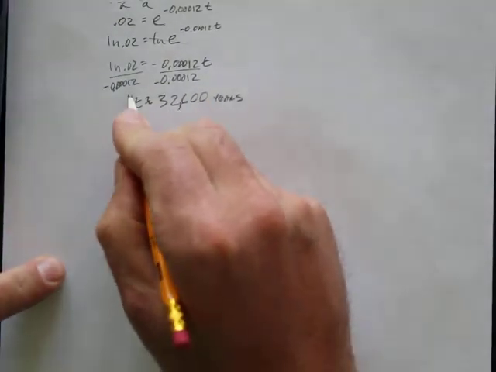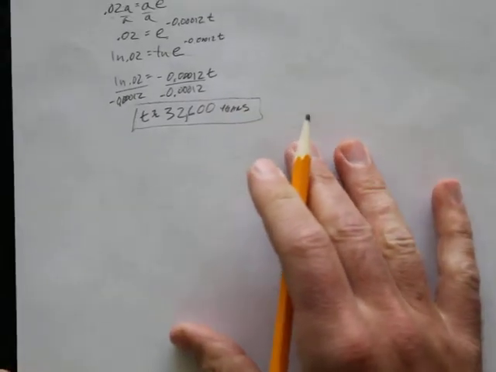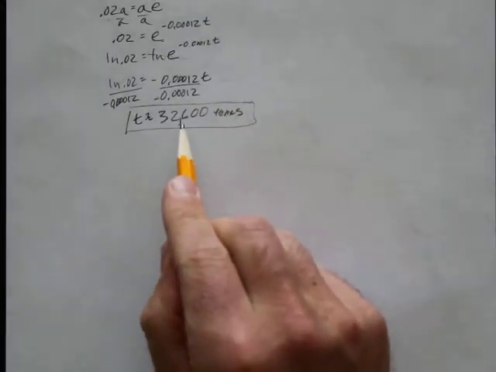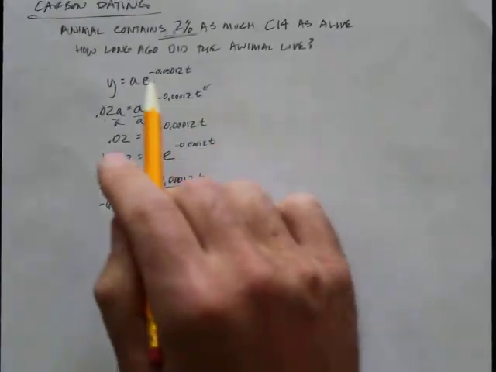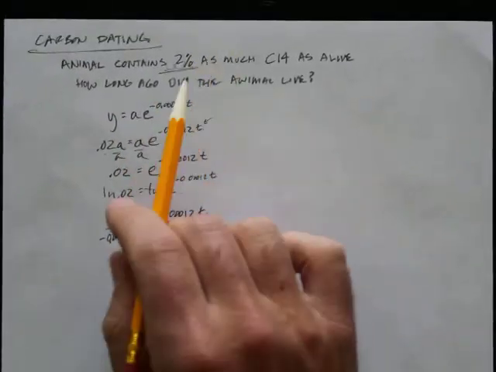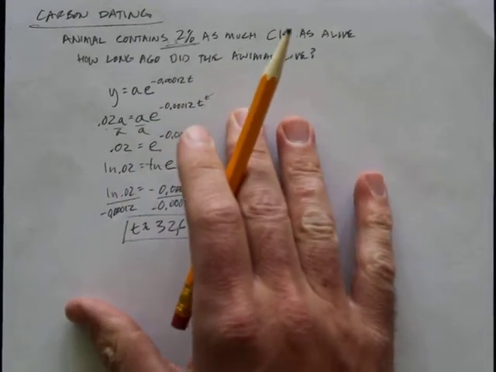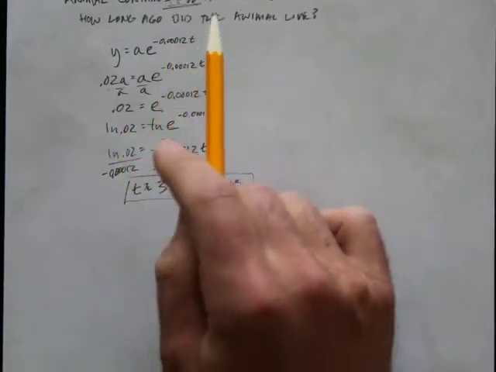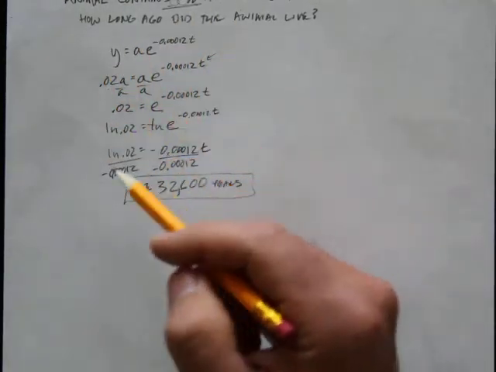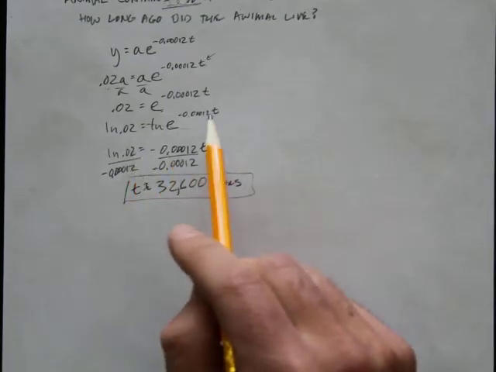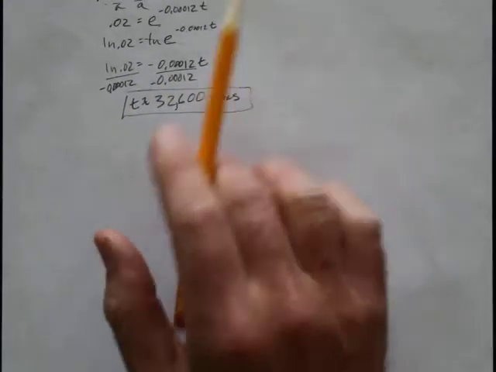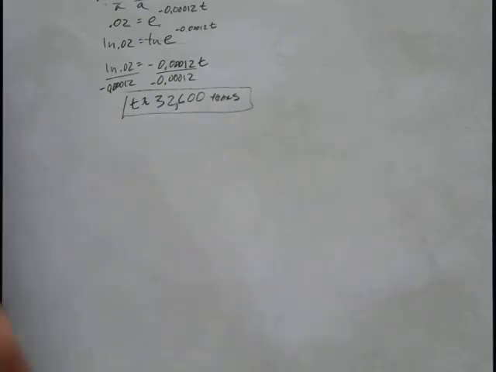So this animal lived 32,600 years ago, according to our formula here. The rate at which the carbon-14 left this animal after it died shows us that when it got to 2%, it had been dead for 32,600 years. Okay, let's do a couple more examples here.